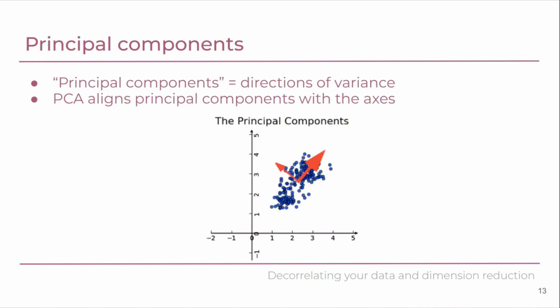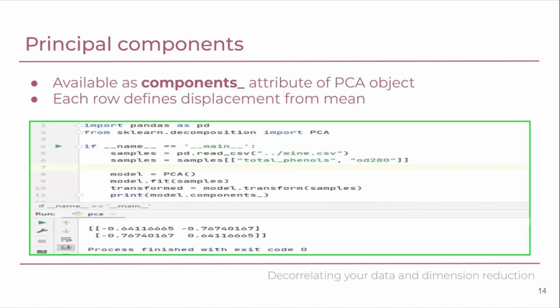Finally, PCA is called principal component analysis because it learns the principal components of the data. These are the directions in which the samples vary the most, depicted here in red. It is the principal components that PCA aligns with the coordinate axes. After a PCA model has been fit, the principal components are available as the components attribute. This is a NumPy array with 1 row for each principal component.